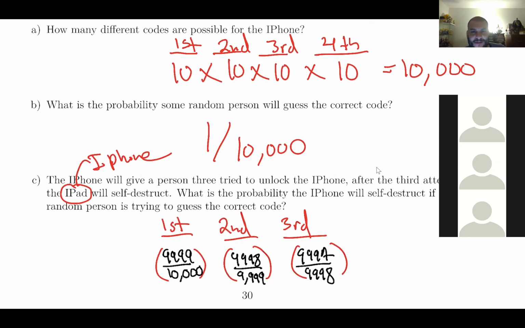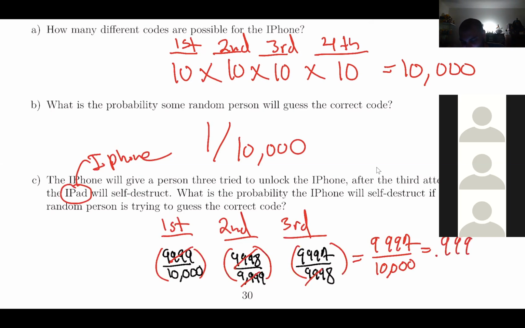All right, so before you actually start multiplying them, you want to simplify. This is one case where you could simplify. Simplify this, simplify this, and we get 9,997 all divided by 10,000, which is equal to 0.9997.